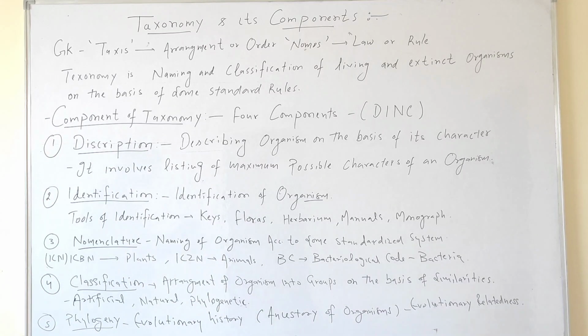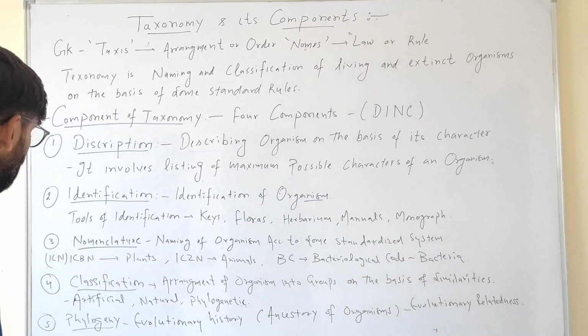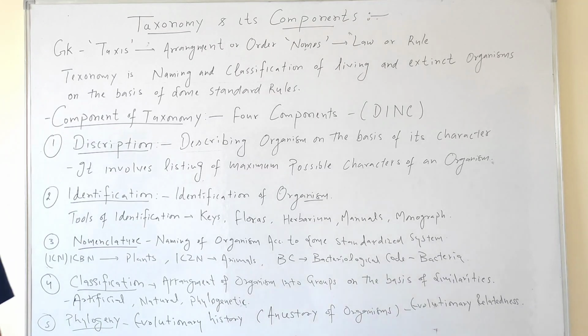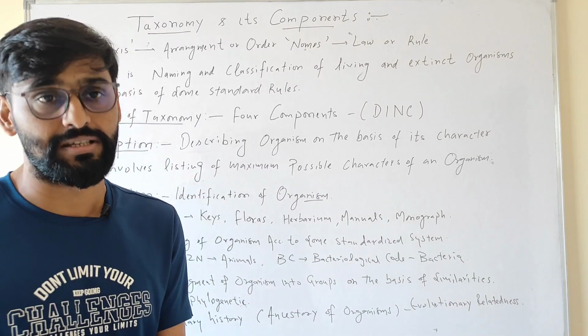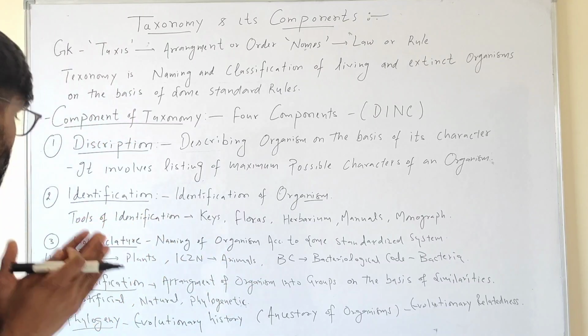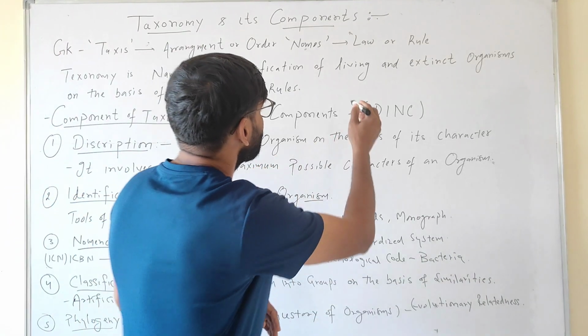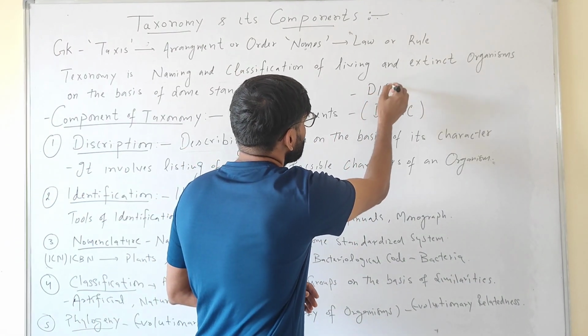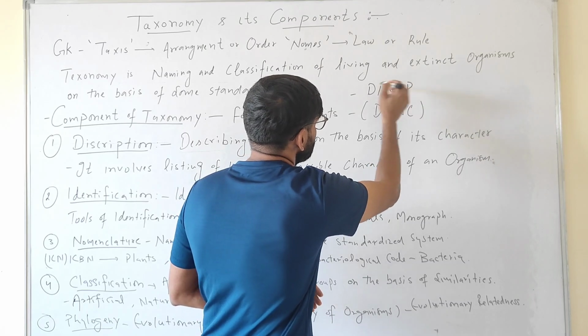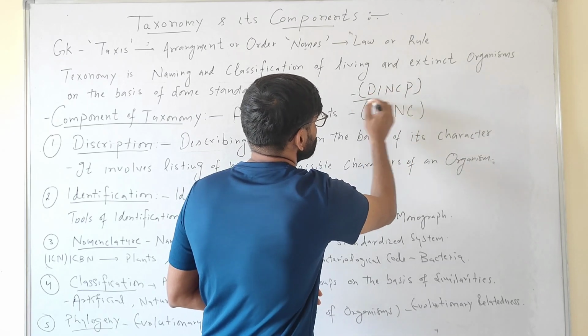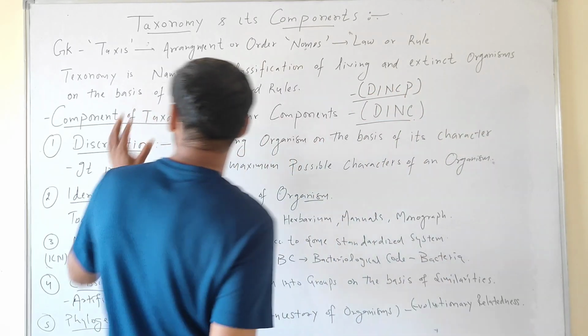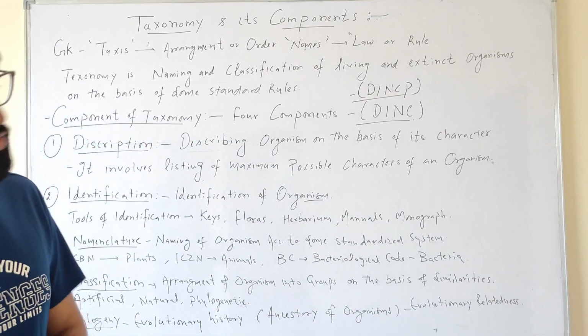Now recently a fifth component has also been added. That is called phylogeny. Phylogeny means evolutionary history. After classification, or during classification, you can say, he will find the evolutionary history, meaning the ancestry of the organism. It is genetic relatedness found by comparing its genetic sequence. So now you can write it as DINCP. Recently, phylogeny has also been added. So these are the five components of taxonomy.